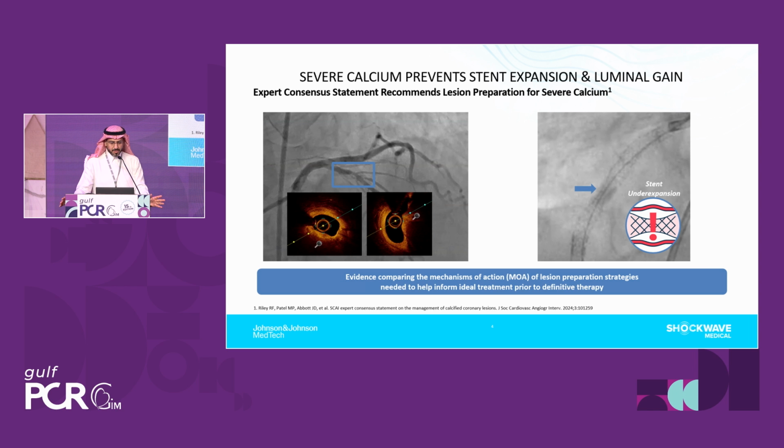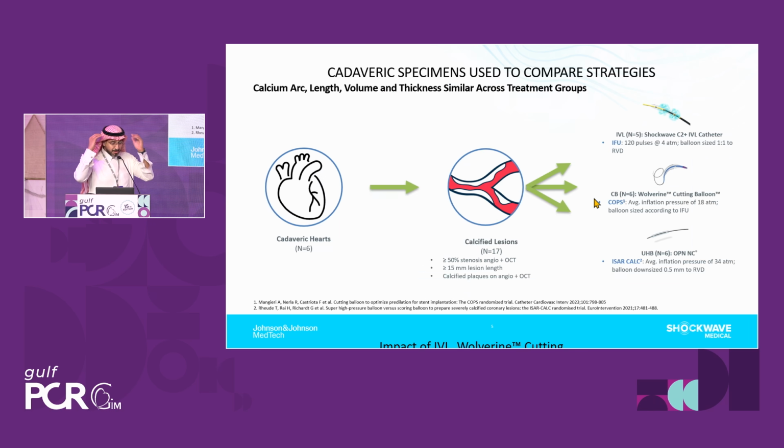So the evidence comparing the mechanism of action of lesion preparation, the strategy needed to help informing ideal treatment prior to definitive therapy. So you see in the OCT here, there's a calcification, there's deep calcification on this side, and there's a calcified nodule on the other side. And in the fluoro and angio, you can see the under expansion secondary to calcification. So preparation of the lesion is the key in this kind of cases. So let's see what they have done.